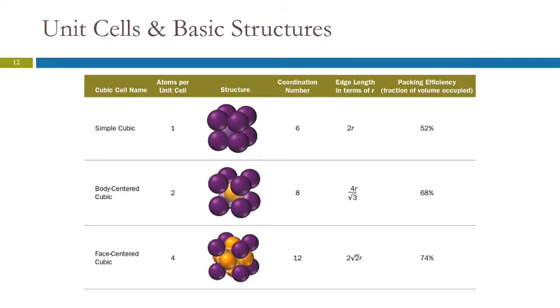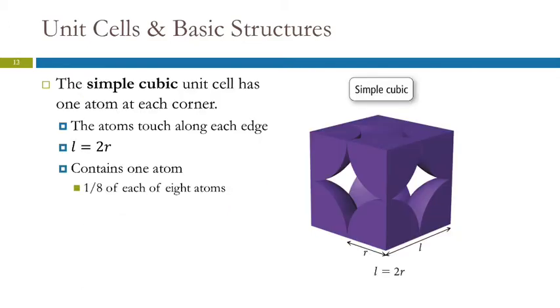Okay, so these are three different cubic cells. The simple cubic, body-centered cubic, and face-centered cubic. We'll look at number of atoms per unit cell, the overall structure, the coordination number, the packing efficiency, and then we can also, using geometry, identify the edge length. How long is a side in terms of the size of the atoms? So we'll look at each of these individually.